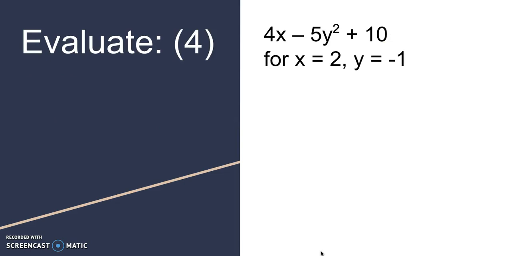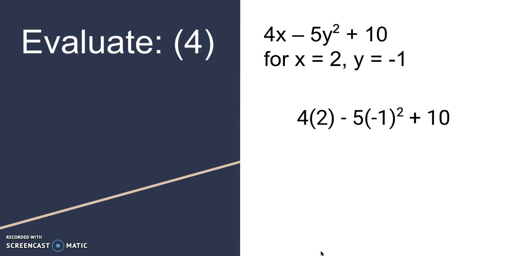Evaluate tends to be the tricky one people always get hung up on. When you have evaluate, you are not rearranging in any way. There is no equal sign in the original question, which means you are not solving for a variable. All you have to do is plug in what you know. So we have 4x minus 5y squared plus 10, and we know that x equals 2 and y equals -1. So all you do is you take your pieces and you plug in what you know.